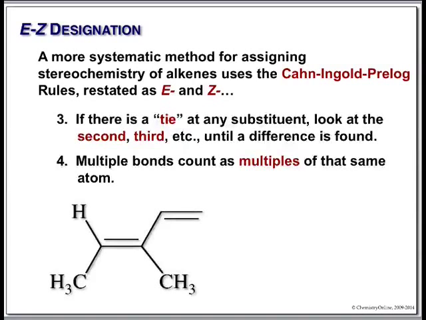Just like before, if we have a tie, we keep going till we get a tiebreaker. In this compound, we have carbon, carbon, carbon. Those are all 6s, aren't they? So we look and we say, what is this carbon attached to? 3 hydrogens. What is this carbon attached to? 2 carbons and a hydrogen. This guy wins. We have E stereochemistry.